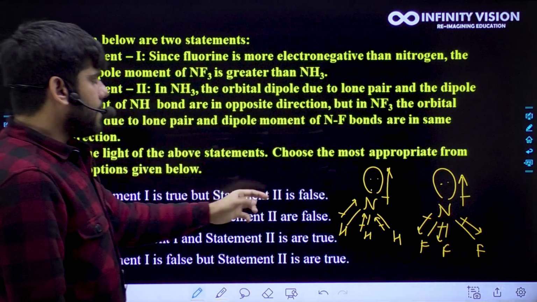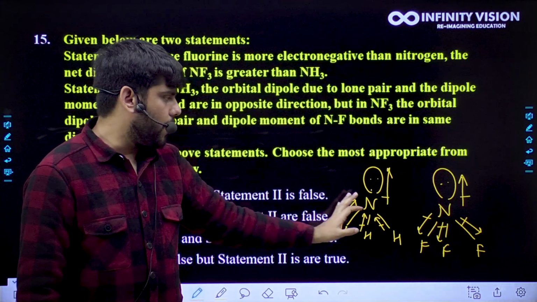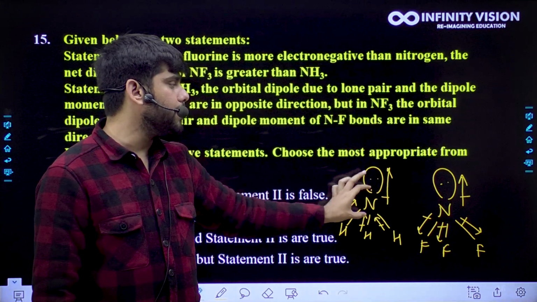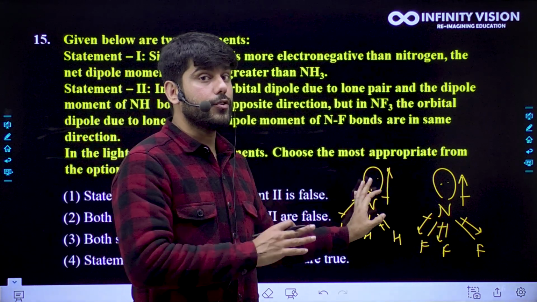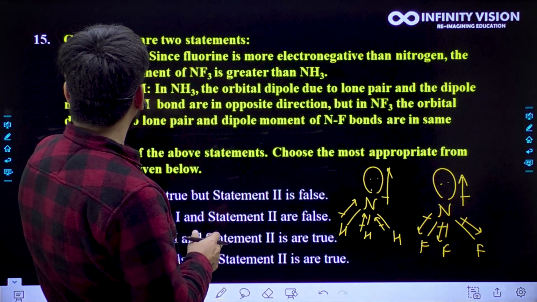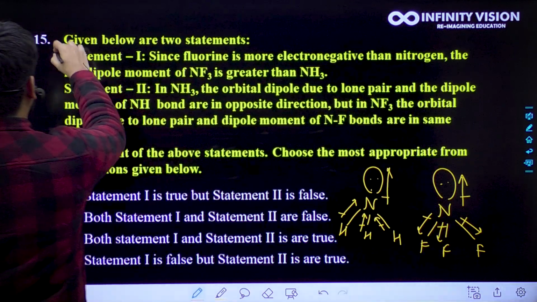So if we see the dipole vector of the lone pair and the bonds, they are in the same direction in NH3. So mu in NH3 is more than mu in NF3, but the statement is saying the reverse, right? So statement number 1 is false.